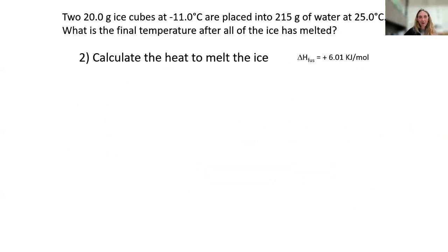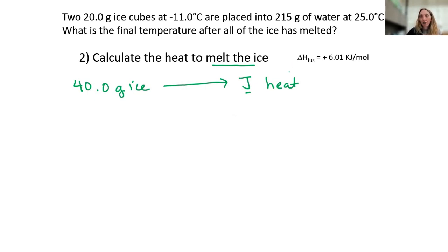Okay, so now we're going to calculate the heat to actually melt the ice. Now to do this, we started with 40.0 grams of ice. And I want to find out how many joules of heat. Our last number was in joules, so I want to keep it consistent. So I'm going to find joules of heat. Okay, so now this problem becomes a stoichiometry problem.